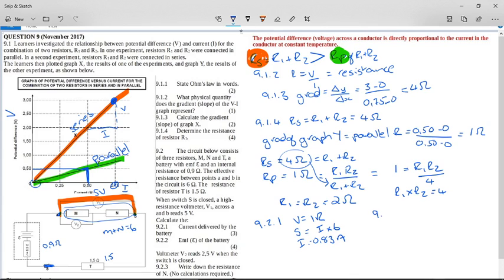Now it says to you calculate the EMF of the battery. So we know that the EMF is equal to the current times the external resistance plus the internal resistance. So we're trying to find the EMF. We know the current is 0.83. So what is the external circuit's resistance? Remember, it's a series circuit. It's M plus N plus T.